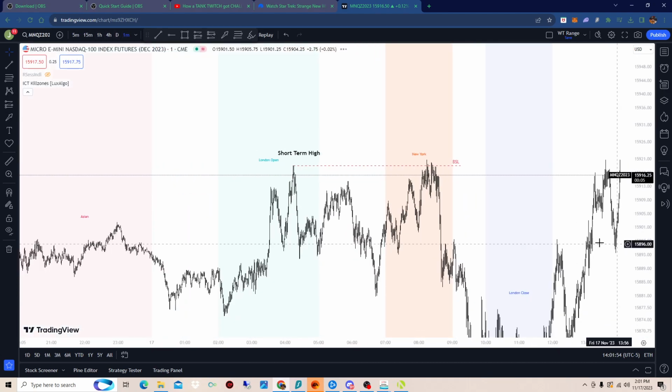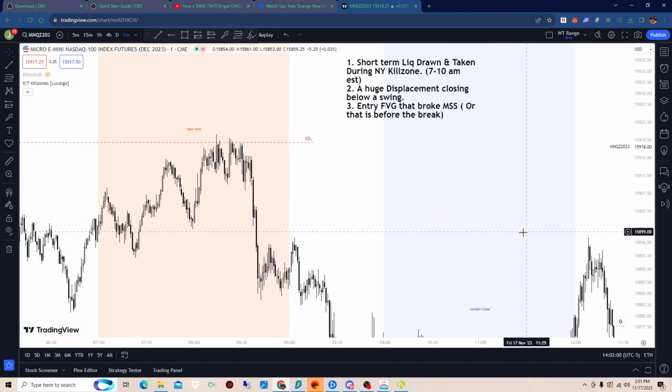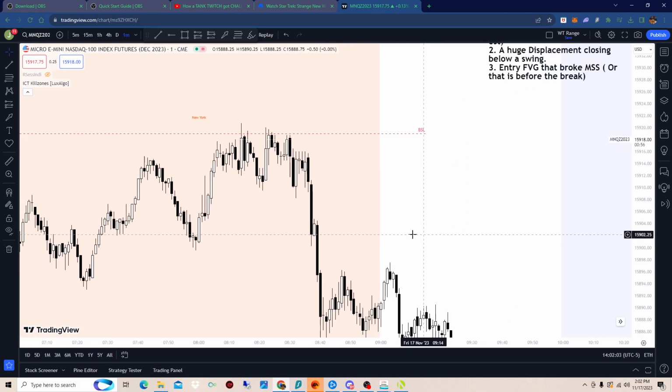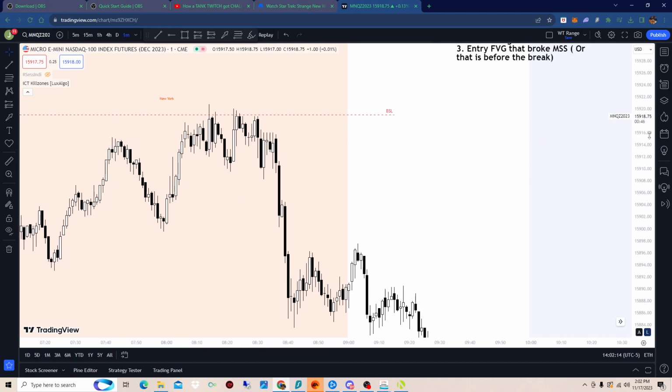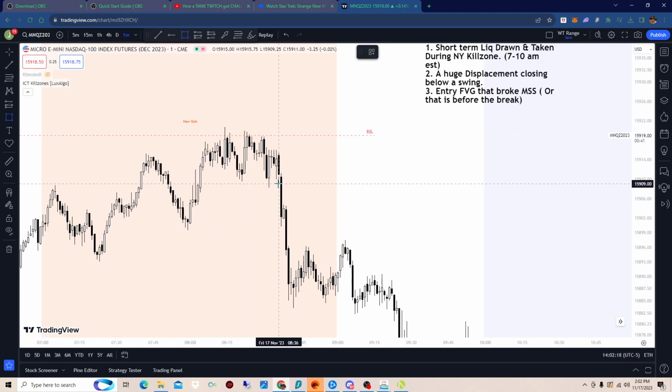Alright, so now we go back. First we find this. And then we see a huge displacement closing below a swing. So here, just like how we did before, we have the swing low. That's what we mean, a swing low, because we're bearish. So you want to see a huge displacement. Check. And then the entry will be on the fair value gap that either breaks it right here, or a fair value gap before the break. So it'd be right in here.